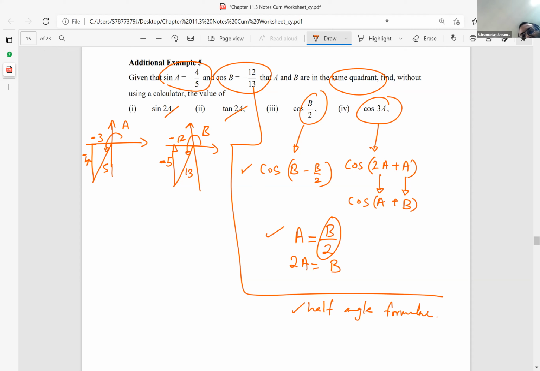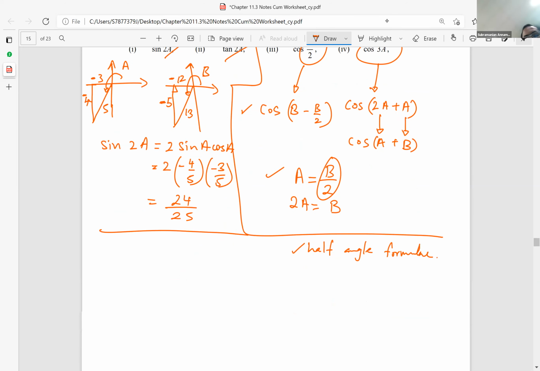Okay. Now, what's the next step? The next step is to evaluate sine 2A and tangent 2A. So, what is sine 2A, guys? 2 sine A cosine A. Yeah, correct. Very good. So, please try to get this so it becomes part of your regimen. So we got sine is negative 4 over 5, cosine is negative 3 over 5. Negative negative will become positive. So this becomes 24 over 25. Done.